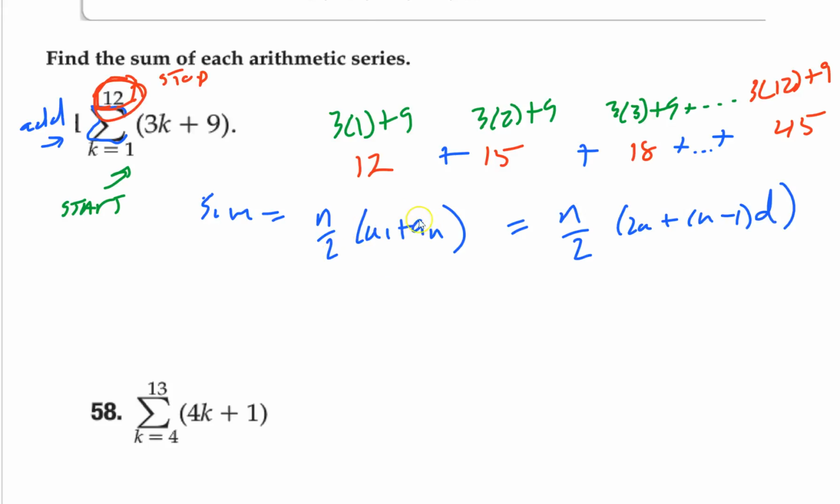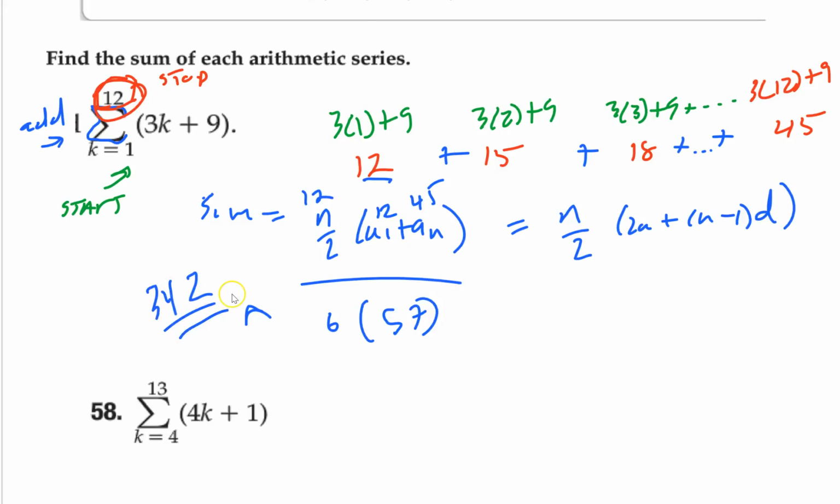But again, I could use this one because it's a little easier in this case, right? What's my N? I have 12 terms. What's my first term? 12. What's my AN term? What's my last term? 45. So I get 12 over 2, times 57, also known as, let's see, 342. Right? So I don't need to count it one by one. I can just use that.